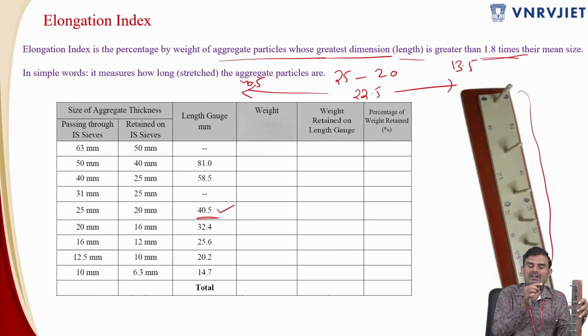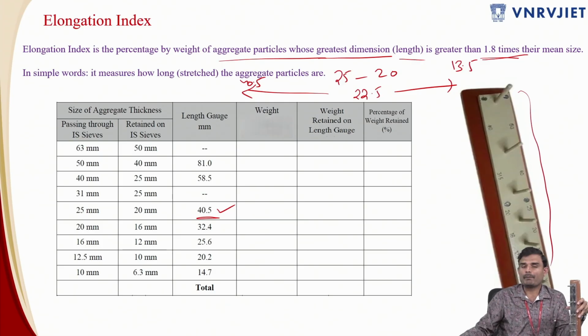You have to be very, very particular about the size range. You cannot bring this aggregate particle, which is passing through 25 mm and retained on 20 mm, and pass it over here and say that this is not an elongated particle. You have to test this aggregate particle in the respective length slots and in their respective thickness slots. So this aggregate particle has turned out to be both a flaky particle and an elongated particle.